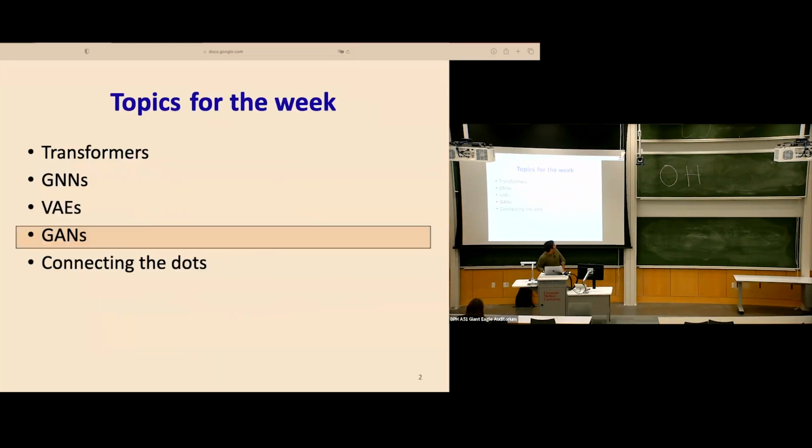So, topics for the week. We've been looking at GANs. We saw VAEs last week, and on Friday there was a lecture on GANs. I hope you were there. And we're going to be continuing with GANs today.